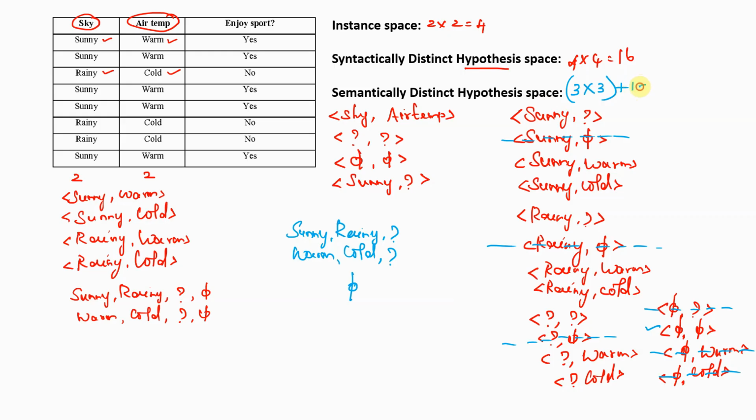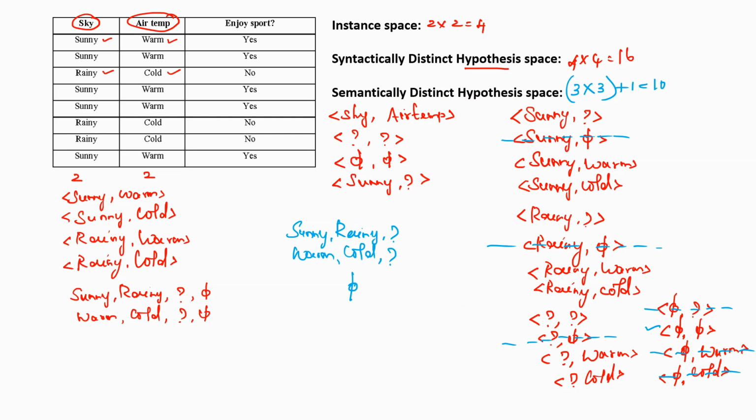So we have only one combination. So totally 10 semantically distinct hypotheses. So the first one is the instance space. The next one is the syntactically distinct hypothesis space, and the last one is the semantically distinct hypothesis space.